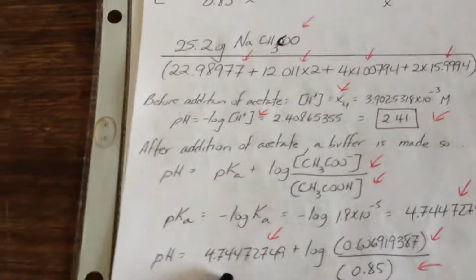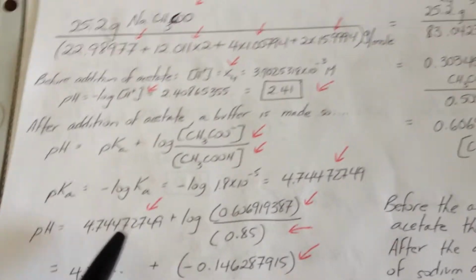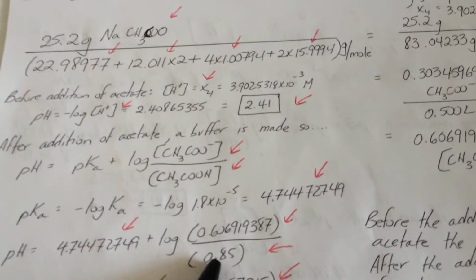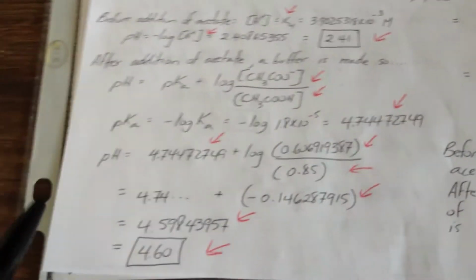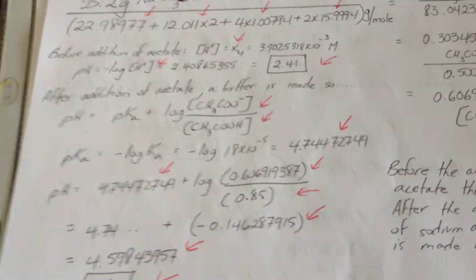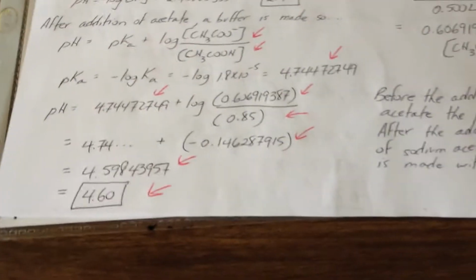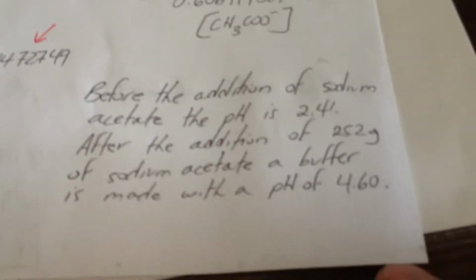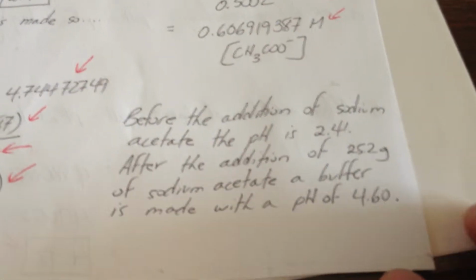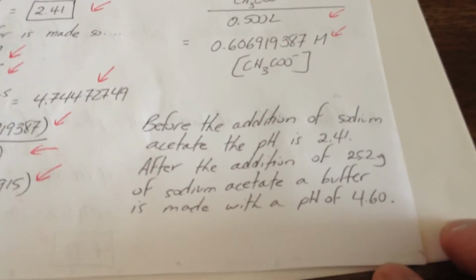Then we plug it into the Henderson-Hasselbalch equation. Here's the concentration of acetate anion. Here's the concentration of the acetic acid. And at equilibrium we get a pH of 4.6. So it creates a buffer system, and the pH is buffered at 4.6. So as a final answer, I wrote that before the addition of sodium acetate the pH is 2.41. After the addition of 25.2 grams of sodium acetate, a buffer is made with a pH of 4.6.